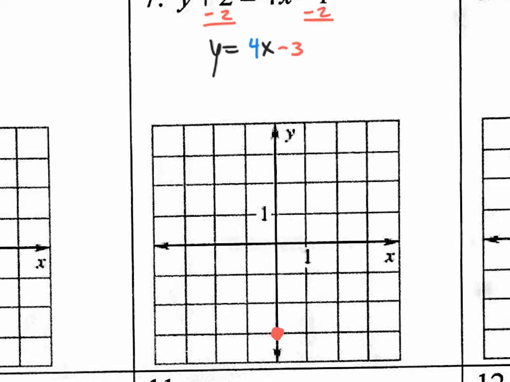And from this point, I'm going to go up 4 over 1. So up 1, 2, 3, 4 over 1, and I'm going to put a dot right there. And also draw my line.